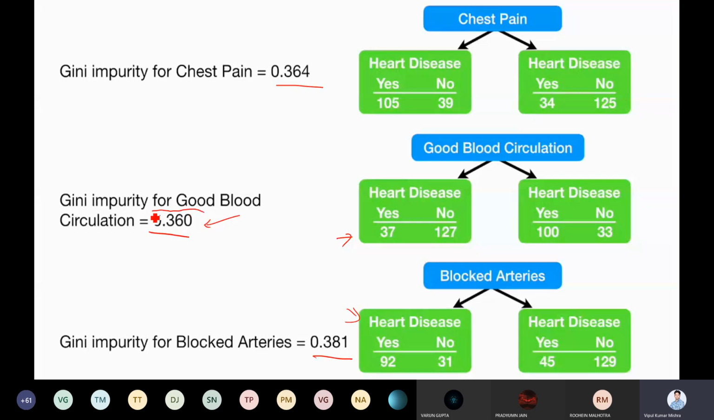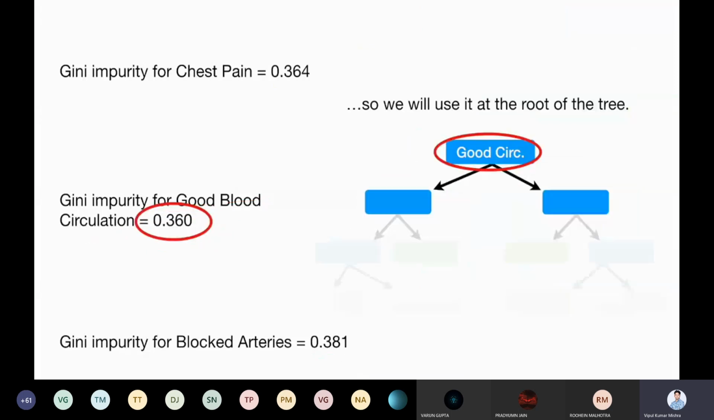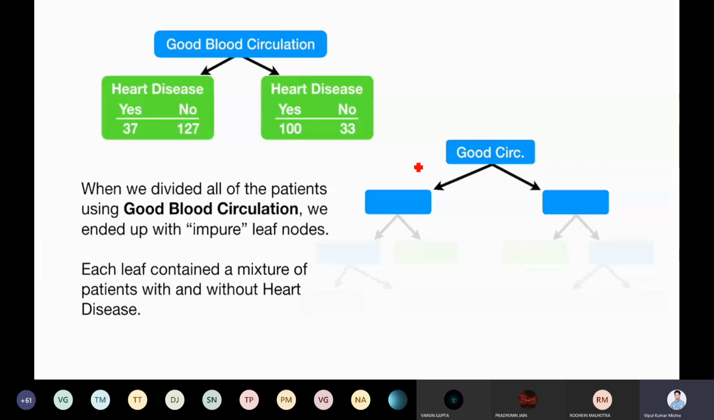So from here you can find out 0.360 will become your root node. That is good blood circulation, right? So we got good blood circulation as the root node. Now once the root node is decided, the entire data set is divided into two parts: one for yes, when they have good blood circulation, and one for no, when they do not have good blood circulation.